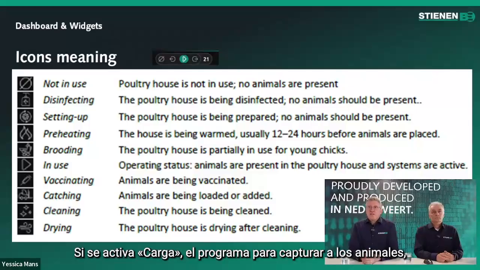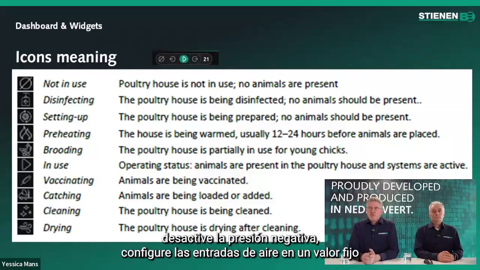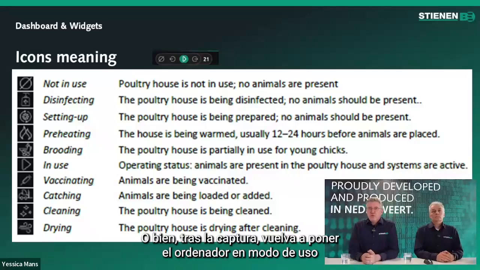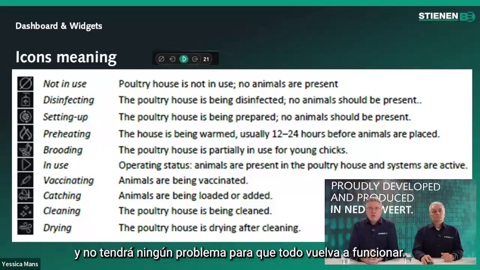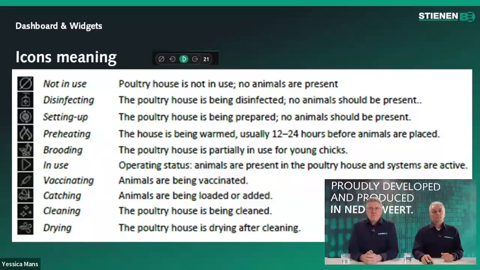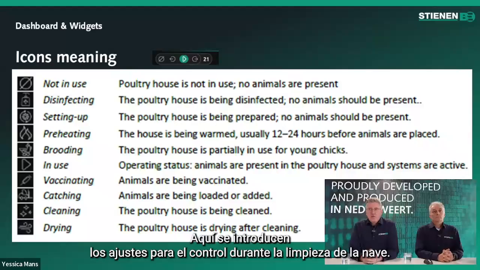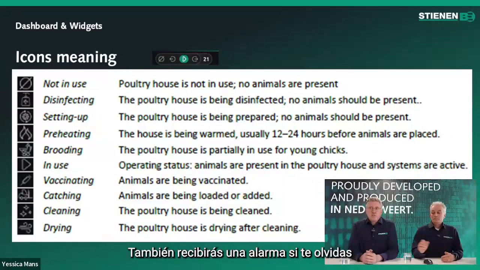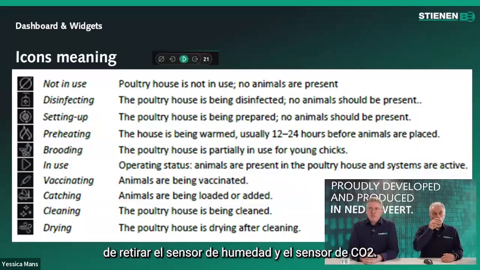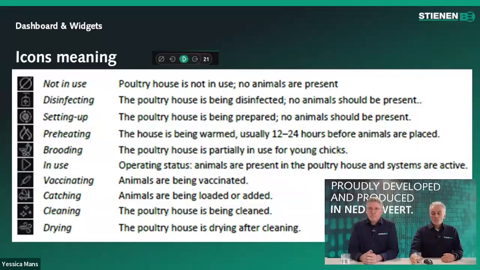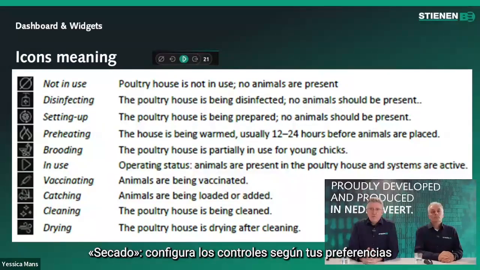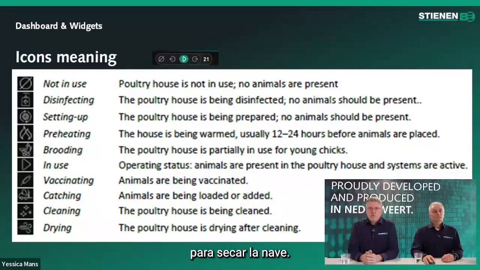Catching. When catching the animals, set the ventilation to a fixed setting, negative pressure off, inlets to a fixed setting, timers to a fixed setting, so after catching, set the computer back to in use and you won't have any trouble getting everything running again. Cleaning. Here you enter the settings for your control during the cleaning of the house. You will also receive an alarm if you forget to remove the humidity sensor and the CO2 sensor. Drying. Set the controls to the settings you prefer for drying the house.